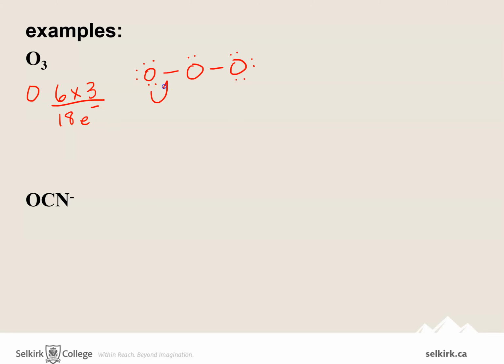In one resonance form, I'm going to show a double bond between these oxygens and leave everything else the same. But there's a resonance contributor. Note the double-headed arrow there. There's another resonance structure where I made the double bond between the central oxygen and the oxygen on the right. Which one's the right one? They both are. Really, the ozone molecule is a blend of those two.